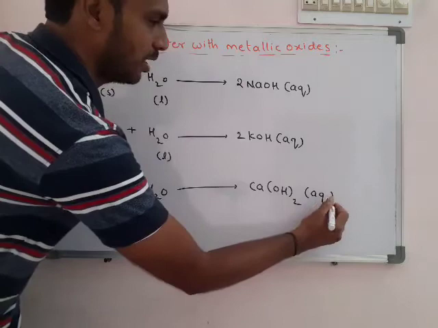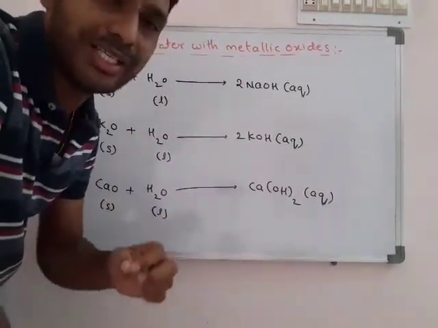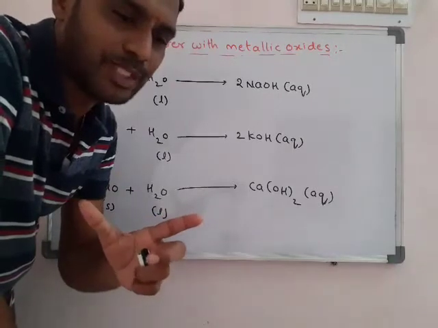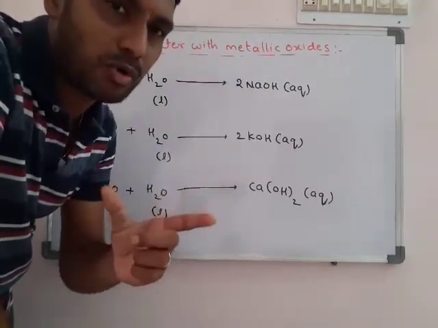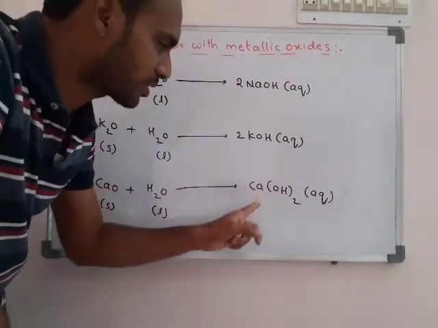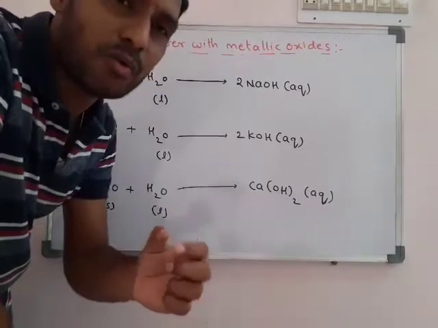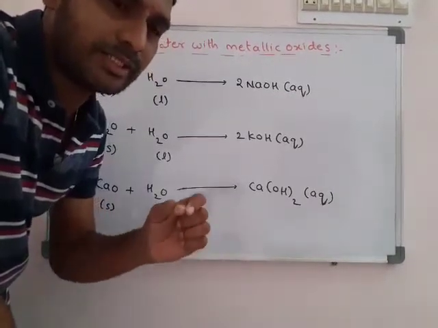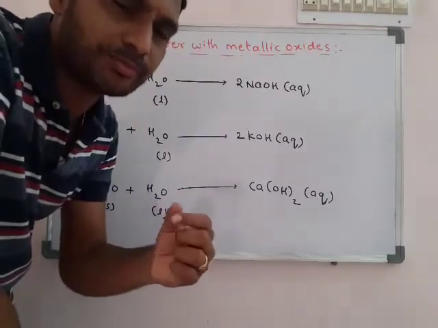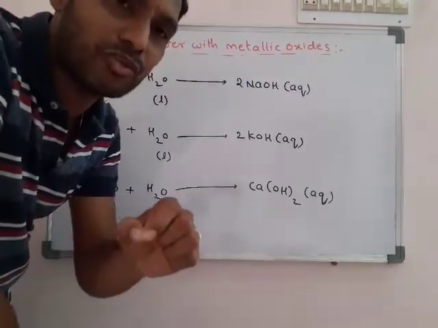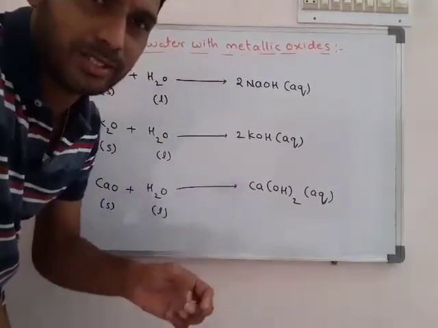So these all have basic character. We know the OH, hydroxide, they have basic character. We know acids and bases: sodium hydroxide, potassium hydroxide, calcium hydroxide are bases. So for this, how do you write the point: metal oxides like sodium, potassium, calcium oxides react with cold water and form their hydroxides.